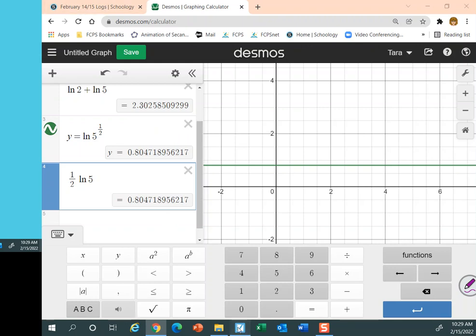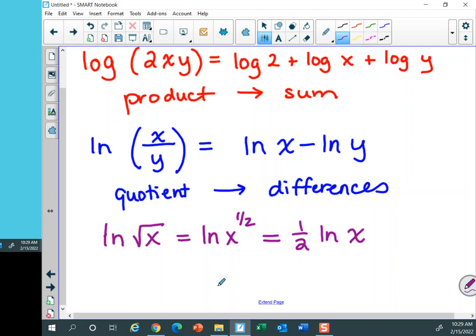So I don't have a great phrase for this one. So how about, it's kind of more like something written with an exponent. The exponent becomes a coefficient.